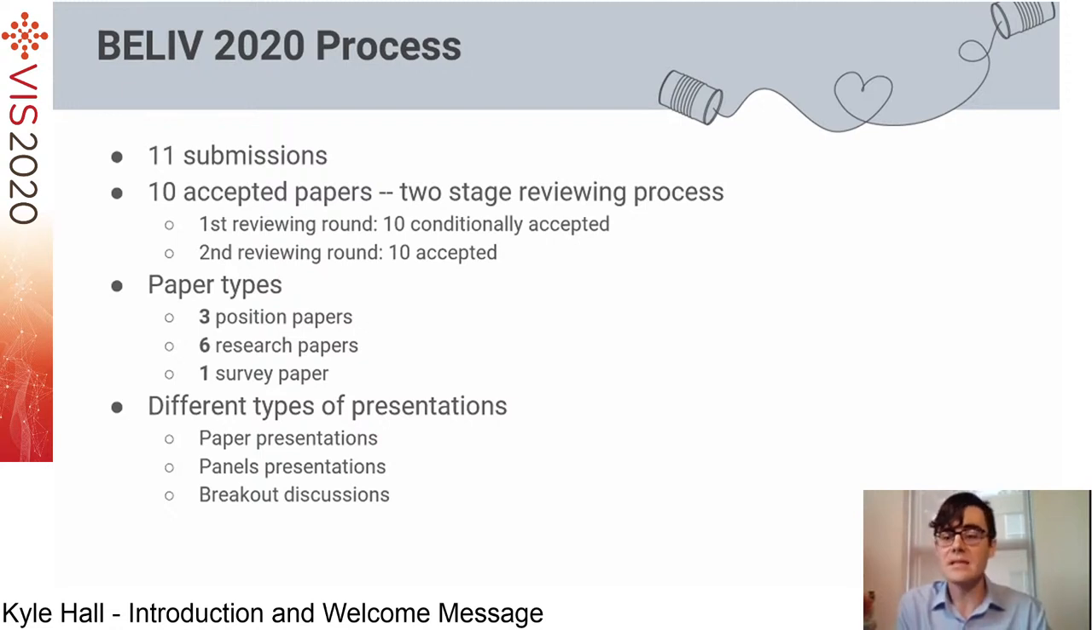We were pleased to see the strength of the submissions that we received. They were fantastic things. Out of the 11 submissions, we accepted 10 papers and used a two-stage reviewing process where two members of the invited program committee reviewed each paper and provided reviews. An organizing committee member then provided a meta review.